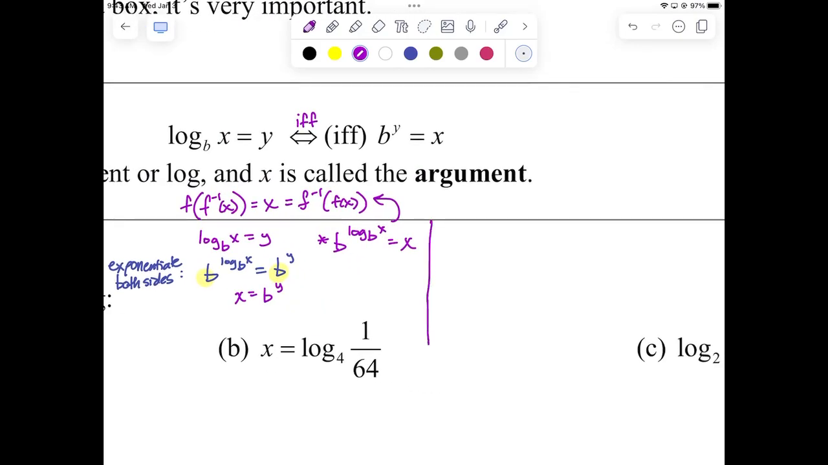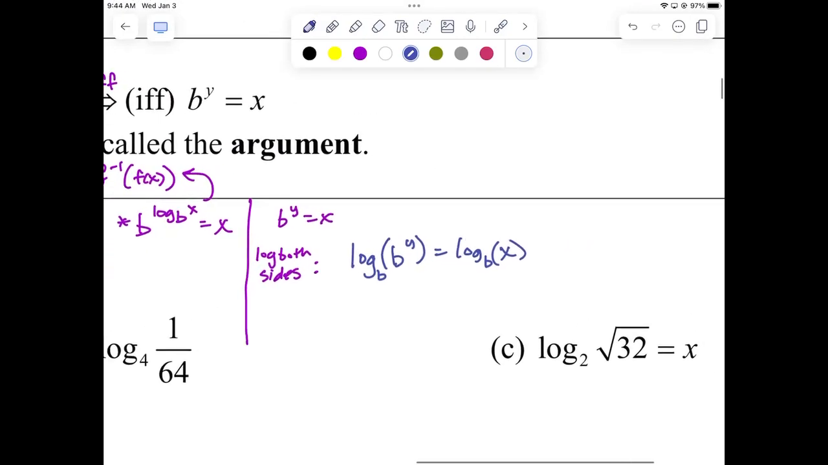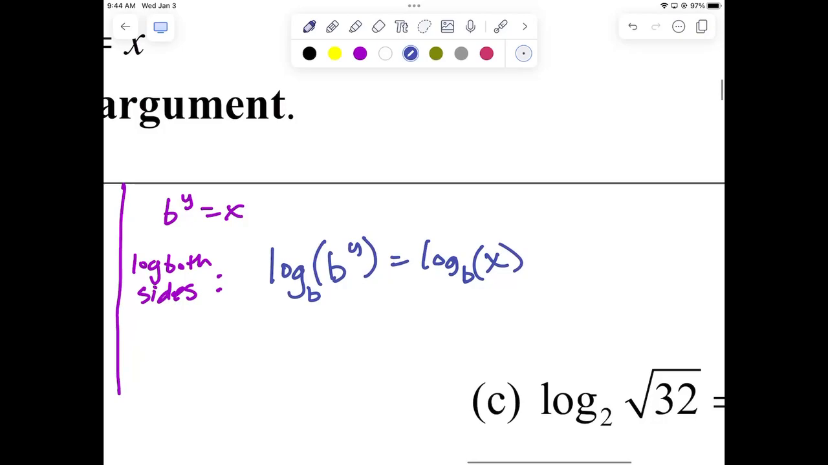Okay, you could also do it the other way. If you start with b to the y equals x, you can log both sides. Take the log of both sides. So here's what that would look like. That would be log base b of b to the y equals log base b of x. So instead of exponentiating both sides, I take the log of both sides. And now the left side is the new argument on the left, and the right side is the new argument on the right. What should happen up here?